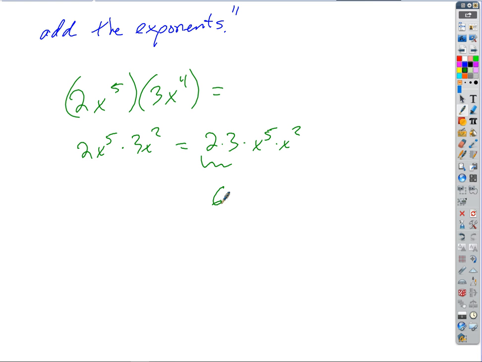How do I get x squared? It should have been x to the fourth. That was supposed to be a fourth. So what do I get? That's it. Okay. All right, next one.